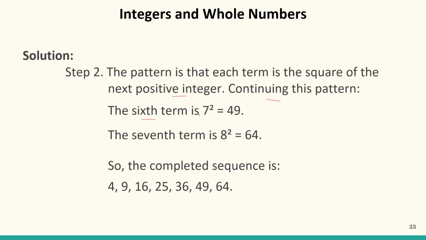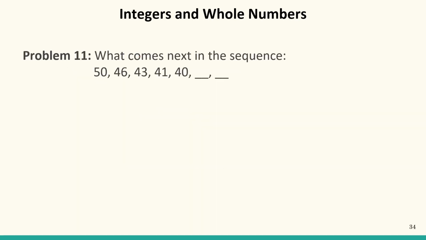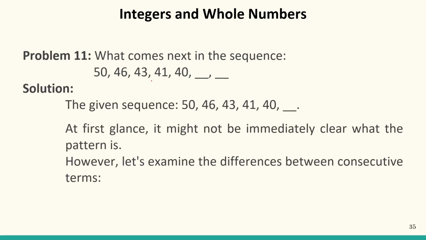Continuing this pattern, the sixth term is what? 7 square is equal to 49. The seventh term will be 8 square, which is equal to 64. So the completed sequence will be 4, 9, 16, 25, 36, 49 and 64. Next problem: what comes next in the sequence 50, 46, 43, 41, 40? Let's go forward and see the solution.